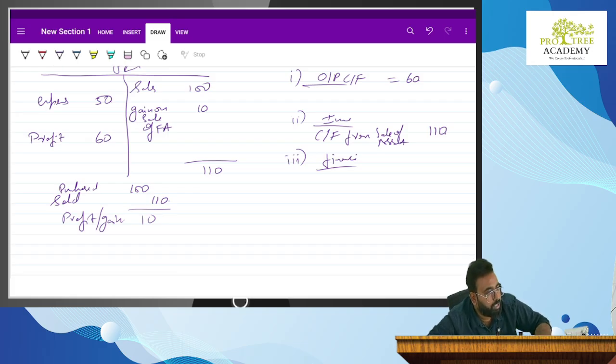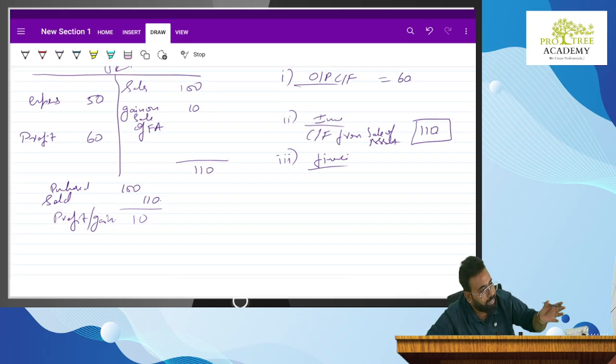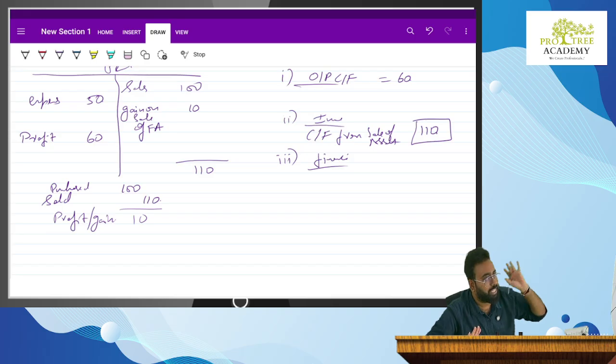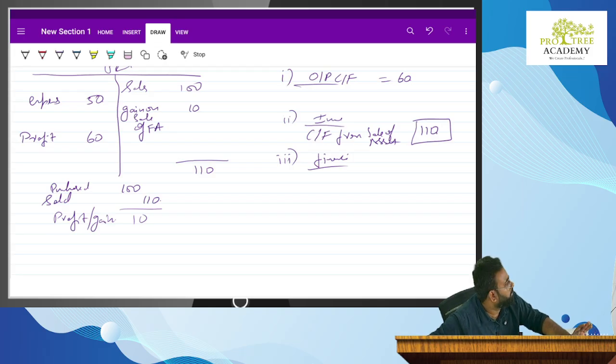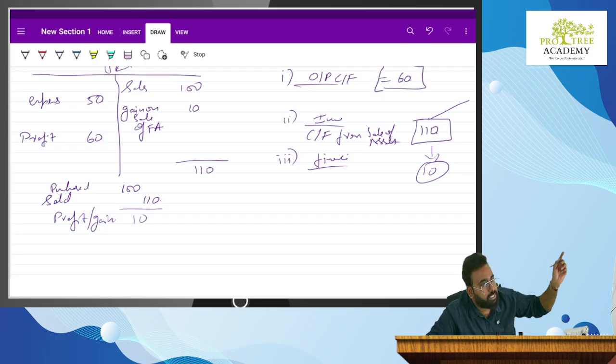Now tell me, sir, listen to me very carefully. How much have we written? 110. 110 includes the profit element. When we are taking cash flow from investing activity, we are not bifurcating between cost, sale and profit. We will straight away take it simply. What is the cash inflow? My total cash inflow is 110. As simple as that. Yes. When your simple cash flow is 110 and it also includes the profit of 10, then why again do we have to take it in the 60?